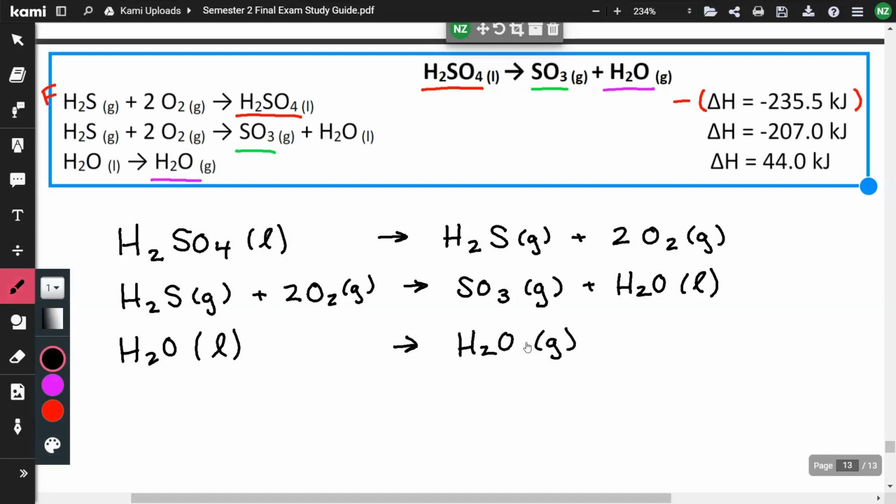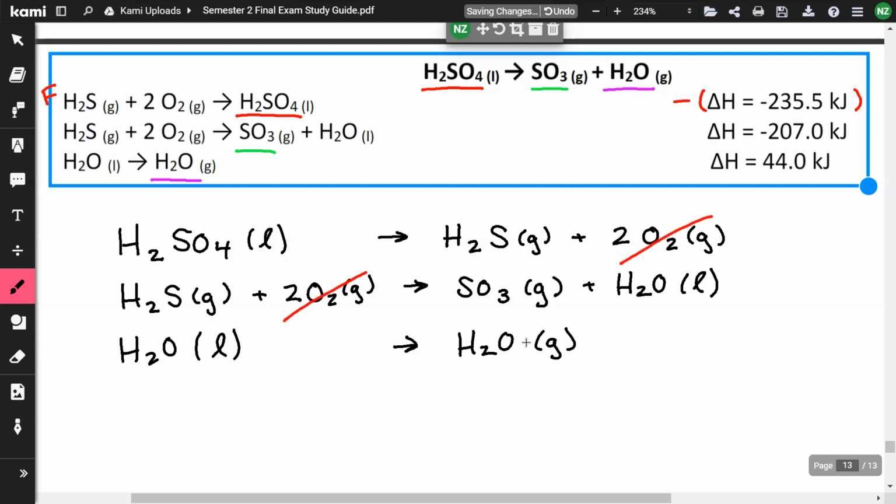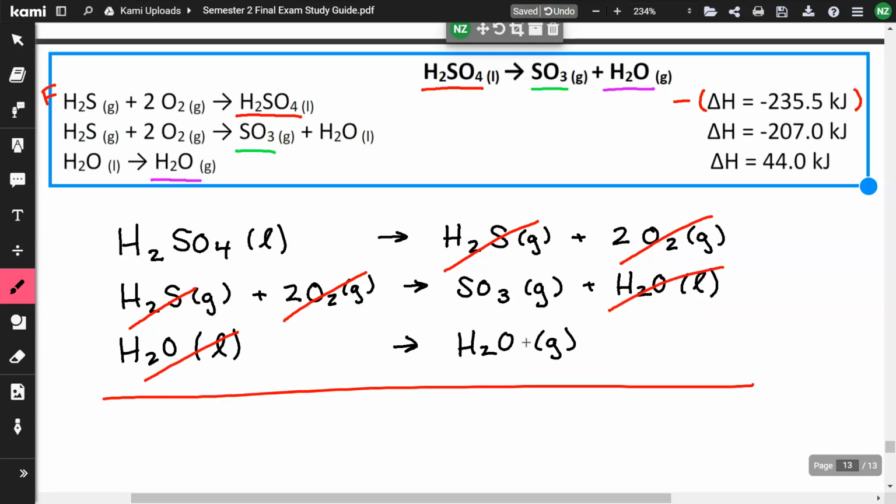Anything that exists on both sides, we can cross off. So looks like O2 gas is on both sides. We can cross that off. H2S is on both sides. We can cross that off. And H2O liquid is on both sides. We can cross that off. And then when I add these together, I'm just left with the original equation.